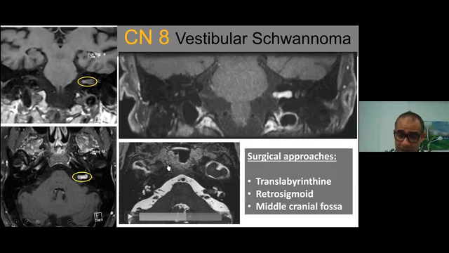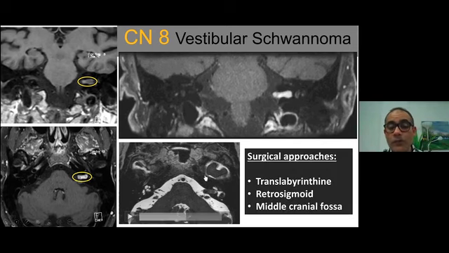Why is that important? Because we have different surgical approaches, and one of them is a translabyrinthine approach. If you can imagine, the translabyrinthine approach will go through the labyrinth, so it will sacrifice hearing for this patient. So if the lesion has not yet invaded or extended through the labyrinth, that means that the patient can keep hearing after surgery. And this might change the surgeon's decision to do either retrosigmoid or middle cranial fossa approaches, which will preserve hearing. These approaches are called hearing-preserving surgical approaches for vestibular schwannoma.